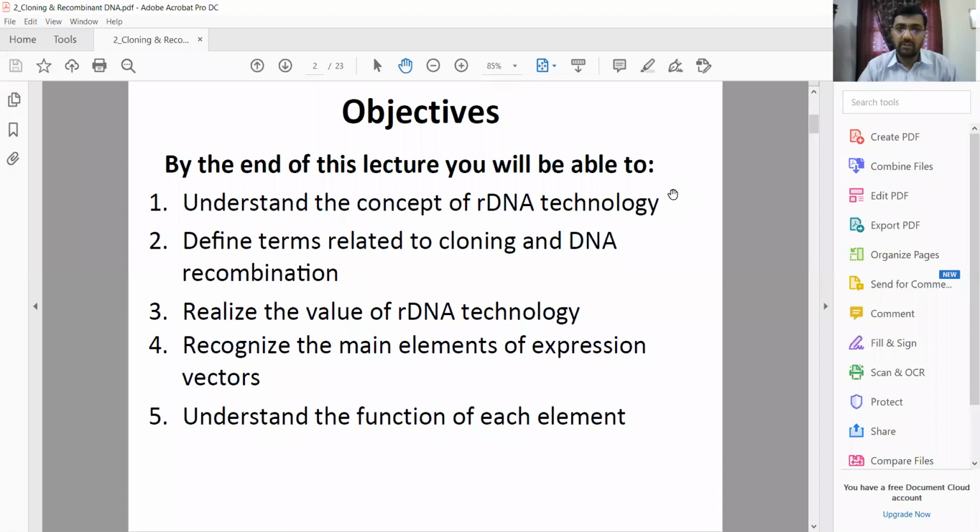The overall objective of this lecture is to understand what recombinant DNA technology is and what the different related terms to cloning and recombinant DNA technology are, as well as to realize the importance of recombinant DNA technology and to learn how different elements of an expression vector work together to express a certain recombinant protein.